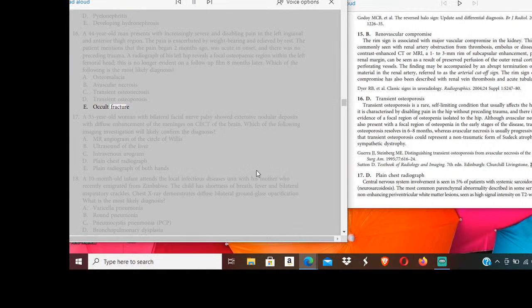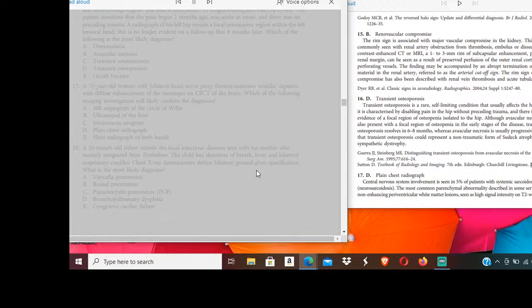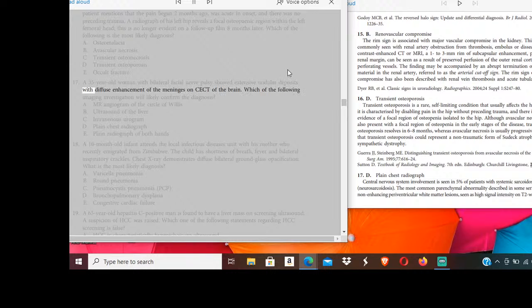17. A 35-year-old woman with bilateral facial nerve palsy showed extensive nodular deposits with diffuse enhancement of the meninges on CECT of the brain. Which of the following imaging investigations will likely confirm the diagnosis? A. MR angiogram of the circle of Willis. B. Ultrasound of the liver. C. Intravenous urogram. D. Plain chest radiograph. E. Plain radiograph of both hands.